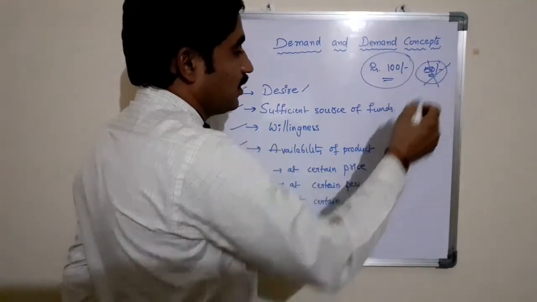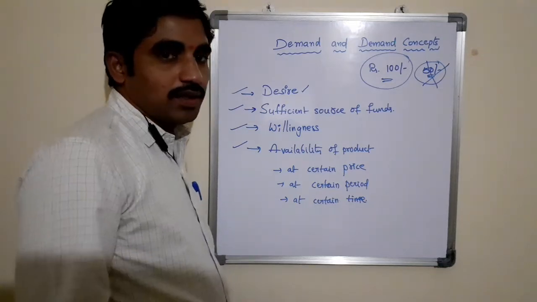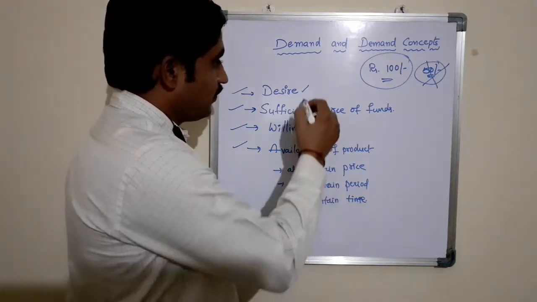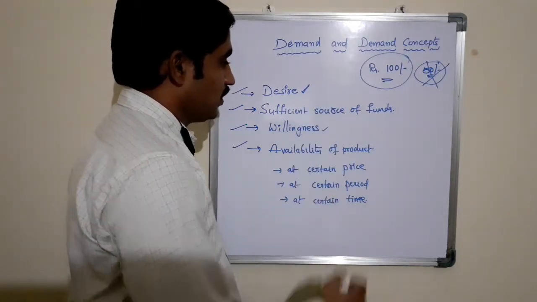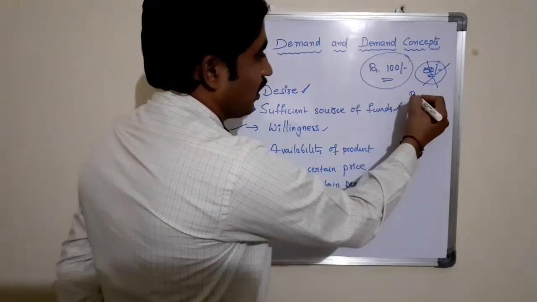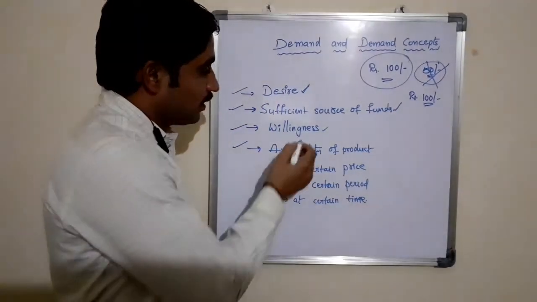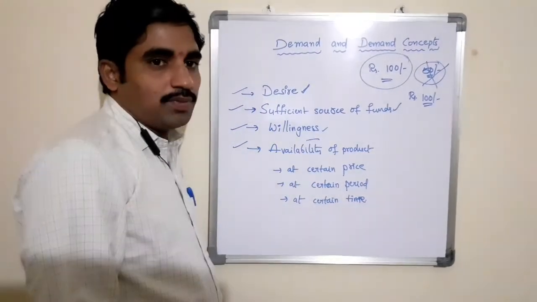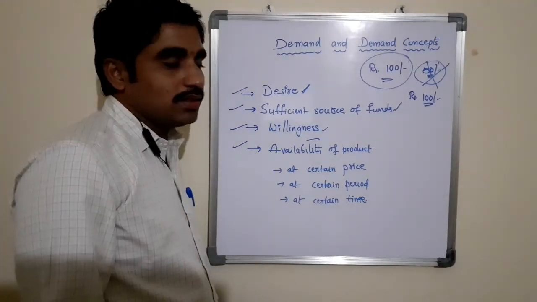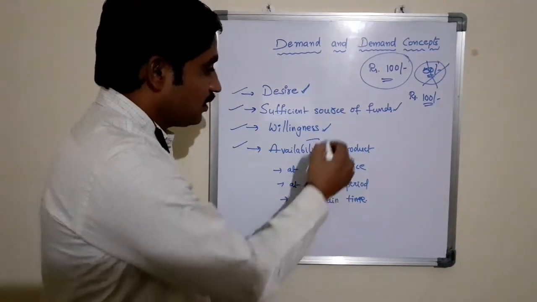In this case, we cannot say that there is a demand for the product, because the price of the product is 100 rupees, but the available funds are only 50 rupees. Then there is no demand for the product from our point of view, because of the lack of sufficient funds. And willingness: yes, we have desire, we want to purchase, and we also have sufficient funds, 100 rupees in our hand to purchase. We have the capability to purchase the product, but we are not willing to purchase it. Then in such cases, there is no demand for the product. We must satisfy this condition also.